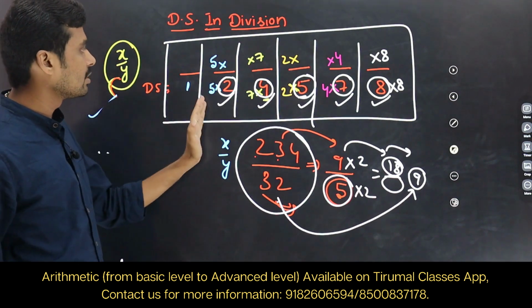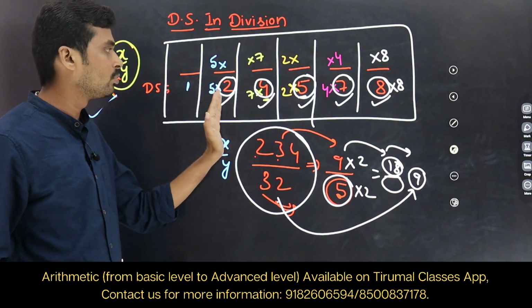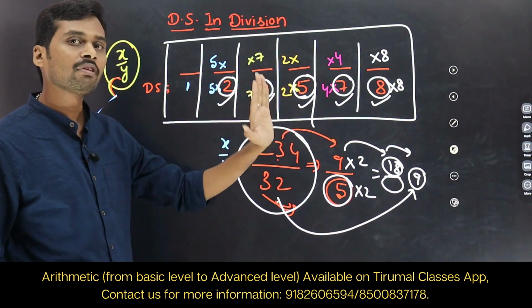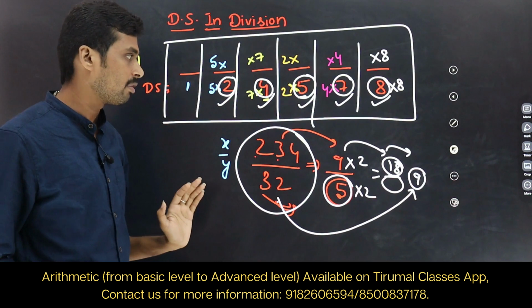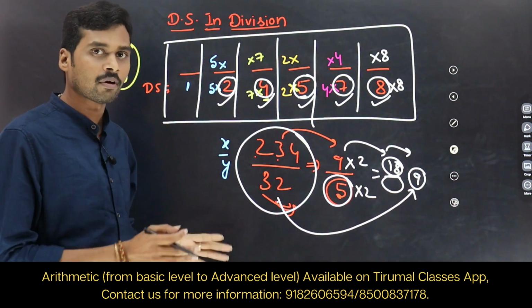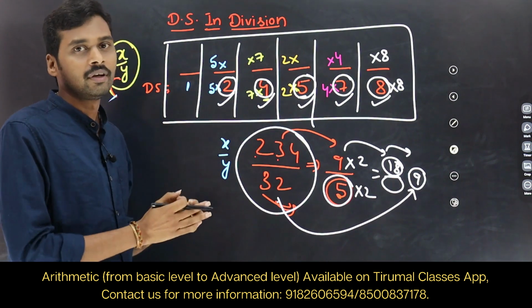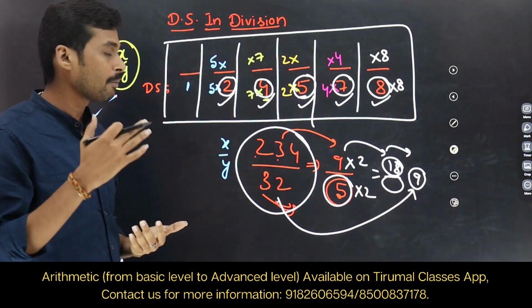Please note down these numbers: when we are dividing with 1, 2, 4, 5, 7, 8, by which numbers we have to multiply both numerator and denominator. You just note down these numbers. The rest of the things we'll do problem-wise.